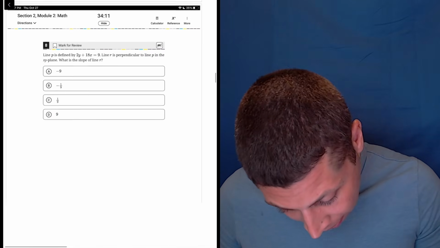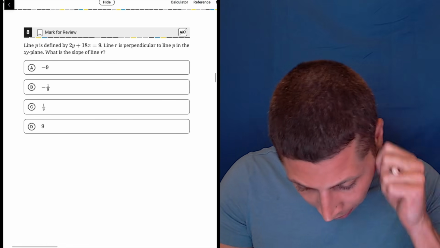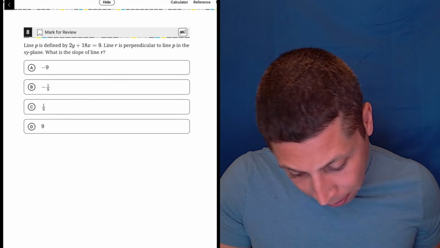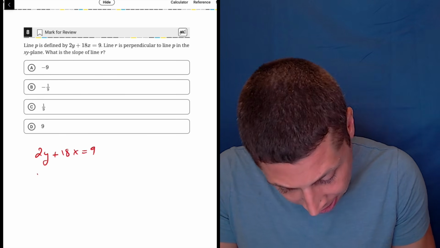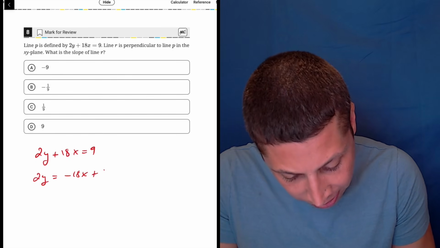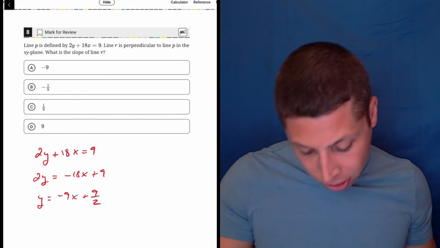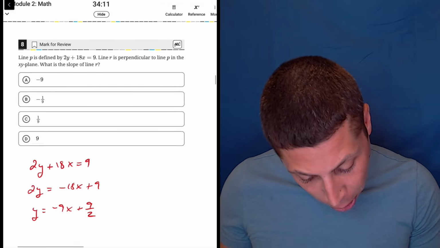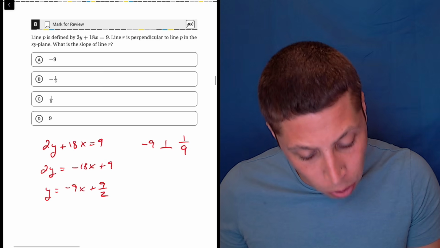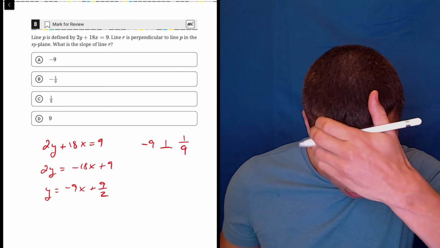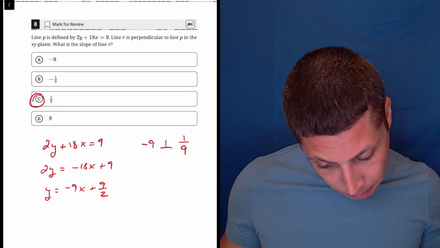All right, so I'm at 27 minutes left, and I'm already about a third of the way through the section, so this is pretty good timing here. Line P is defined by that, line R is perpendicular, so that means I need negative reciprocal slopes. So 2y plus 18x is 9, so 2y equals negative 18x plus 9, y is equal to negative 9x plus 9 halves, just dividing by 2. So I need a perpendicular slope, so negative 9 is perpendicular to positive 1 over 9, negative reciprocal. So what is the slope of line R? It's 1/9. C. Okay, done.